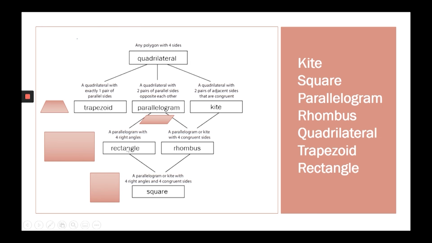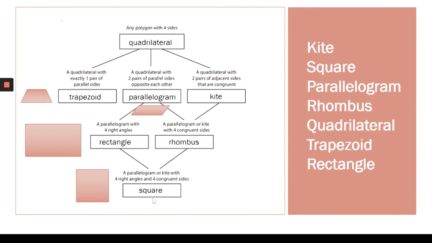So a square can be a rectangle, and a rectangle can be a parallelogram, and a parallelogram is a quadrilateral. So we can go up the hierarchy, but we can't go down because not all quadrilaterals are parallelograms, and not all parallelograms are rectangles. All right, nice work sorting those quadrilaterals.